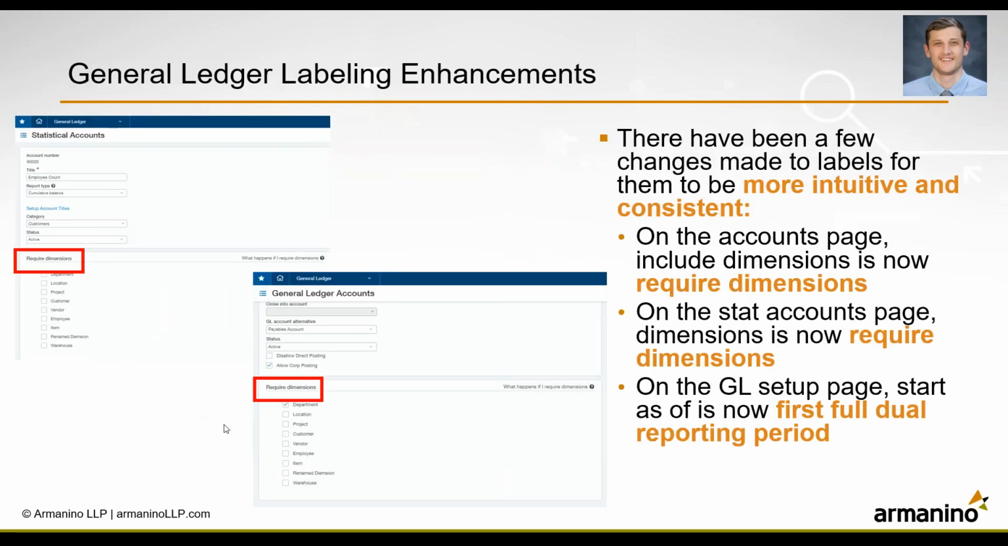Next slide. And finally, in general ledger, we have general ledger labeling enhancements. A few changes have been made to the labels within this module to make them more intuitive and consistent. When you go in to edit a GL account or statistical account, you're going to see that the dimensions field has now been renamed. On the GL accounts page, include dimensions is now going to be require dimensions. Same thing on the stat accounts page. Dimensions, as it was called, is now going to be require dimensions, just to make it more consistent between both of the screens.